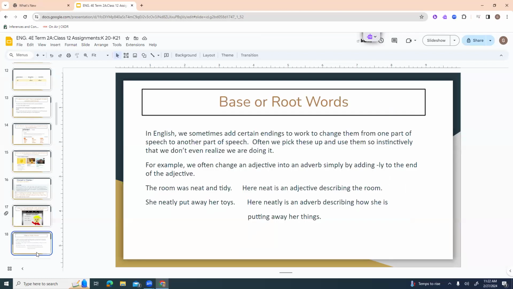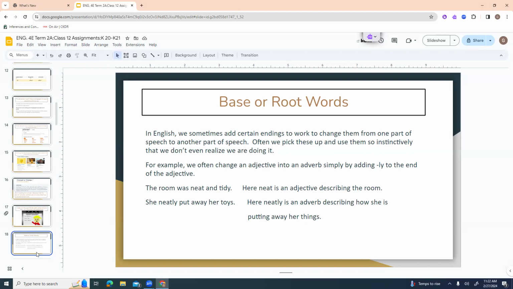All right. So moving on from there, those aren't the only kind of misused or commonly confused words. One other issue is that there's a difference between adjectives and adverbs that get confused. And the reason is English has base or root words, right? And sometimes we add certain endings that work to change them from one part of speech to another. And that's true not just from adjectives to adverbs. There are lots of different parts of speech that we can change from one to another.